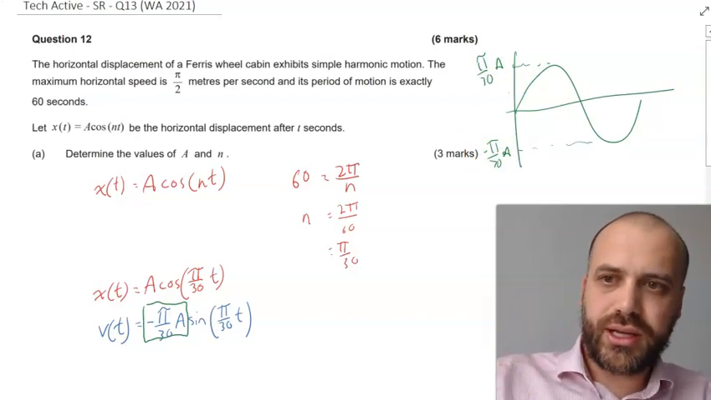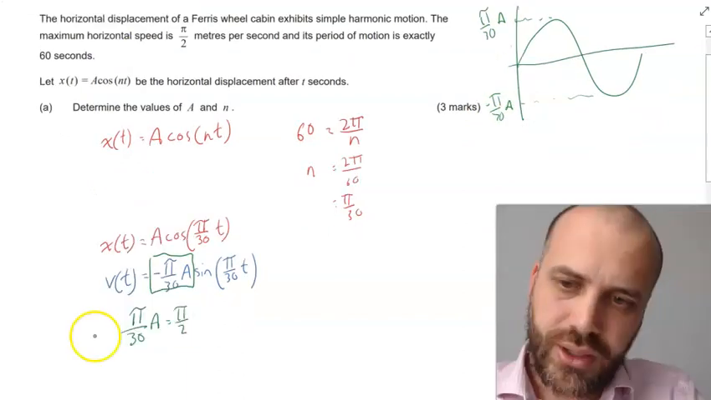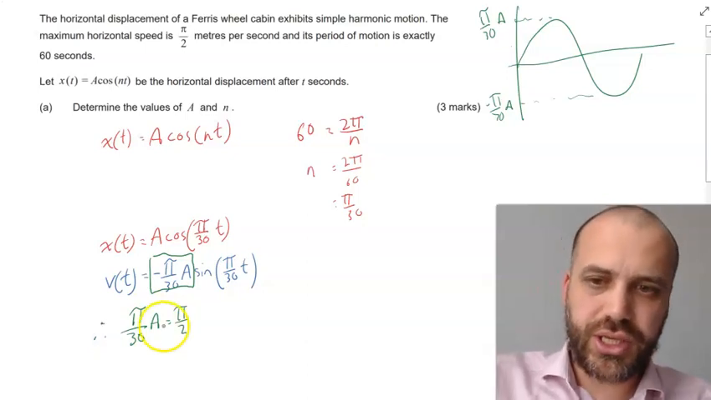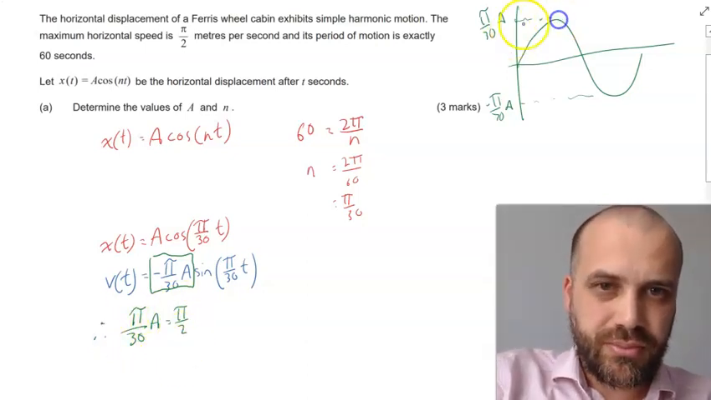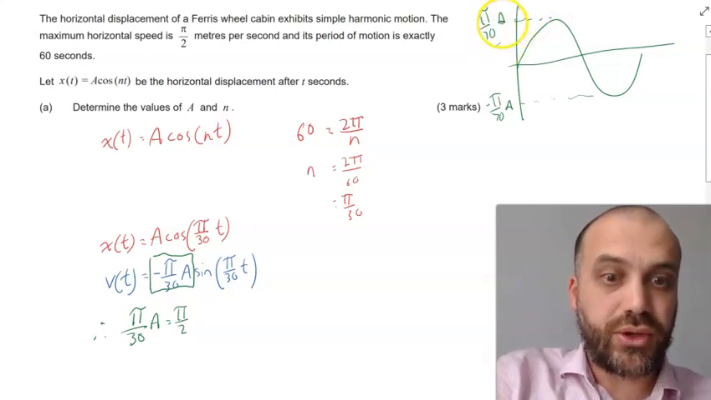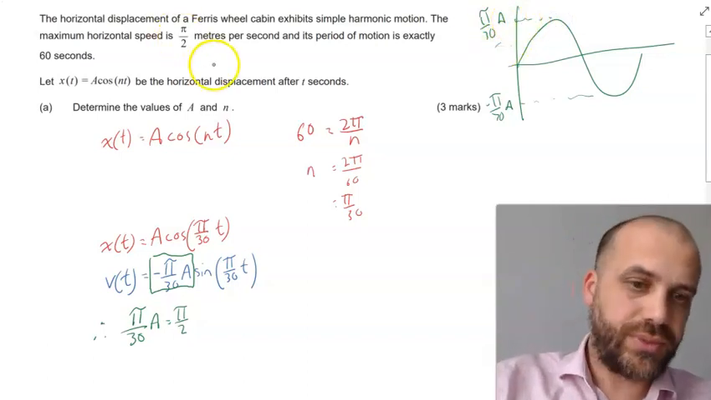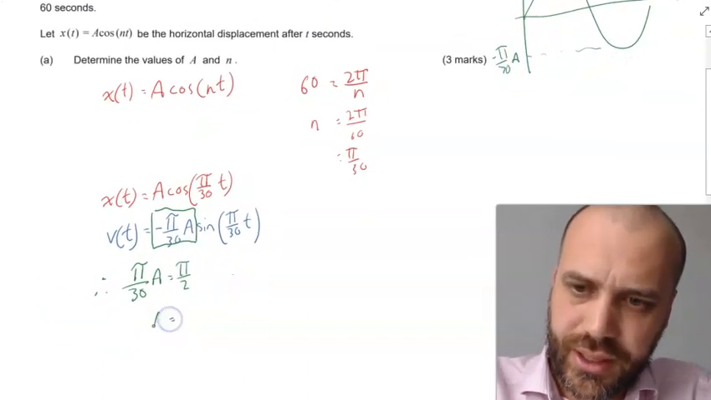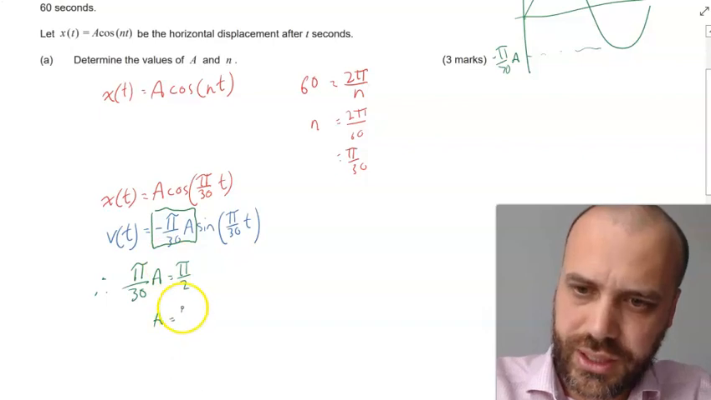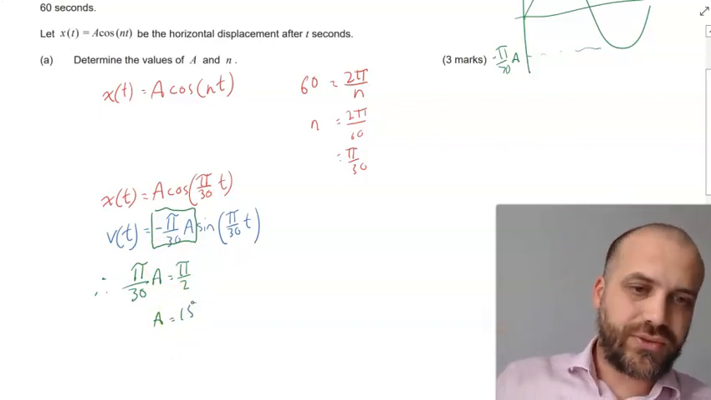So if we want to find out our maximum horizontal speed, we've got this little expression here. Pi on 30a equals pi on 2, because this maximum velocity, which I'm calling pi on 30a, is also pi on 2. In other words, pi on 30a is equal to pi on 2. Okay, rearranging that, you get a equals 15.